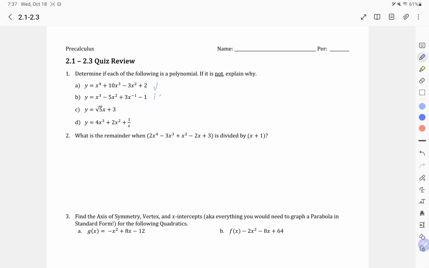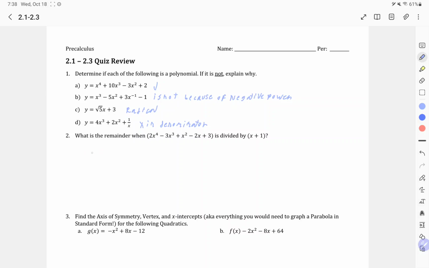This one is not, because of negative power. And this one is not because radical. And this one is not because x in denominator. Right? And when that happens, you can generally just exit out as not a polynomial.